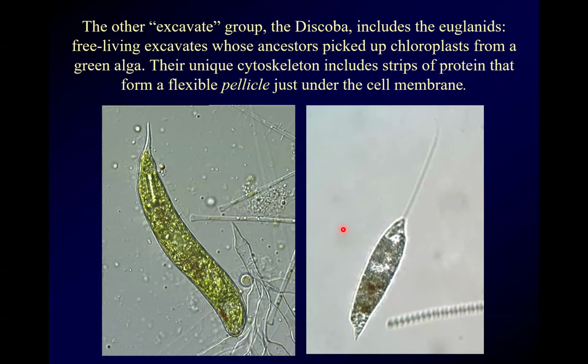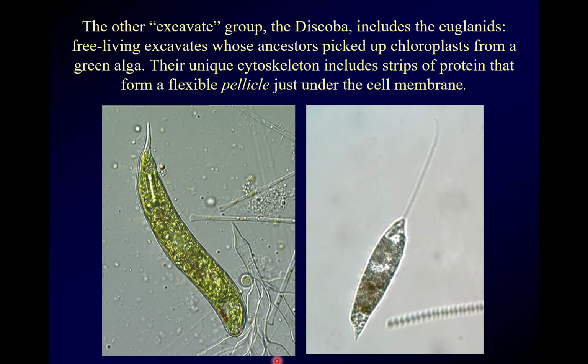There's a second excavate group. The ones that we've seen are called metamonads. The other one is called the Discoba. And they include some free living species, including some that we can see in pond water from around here. A group called the euglenids. They're free living excavates whose ancestors engulfed green algae and picked up their chloroplasts.